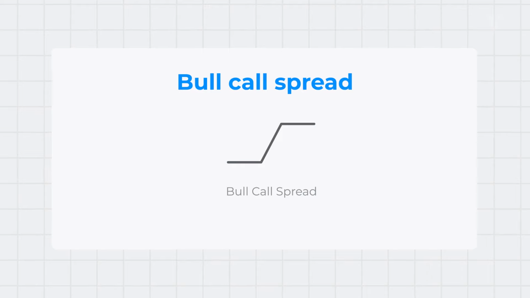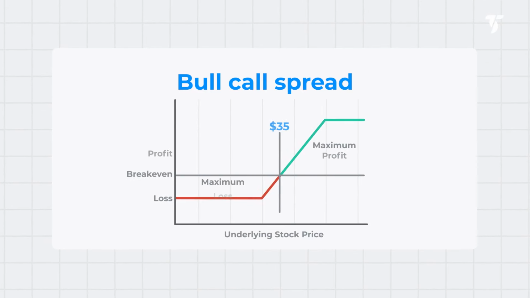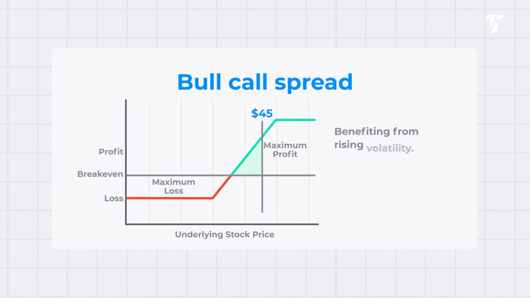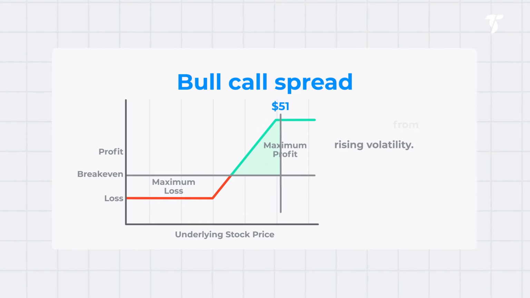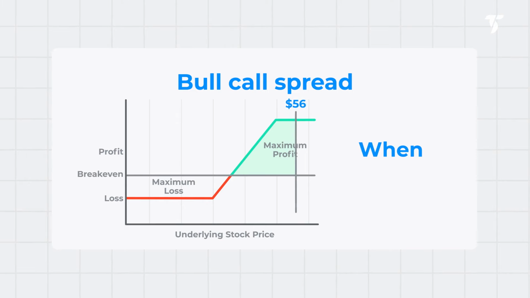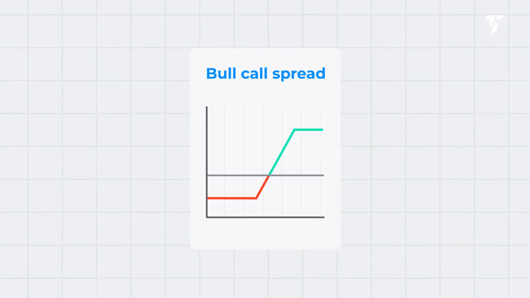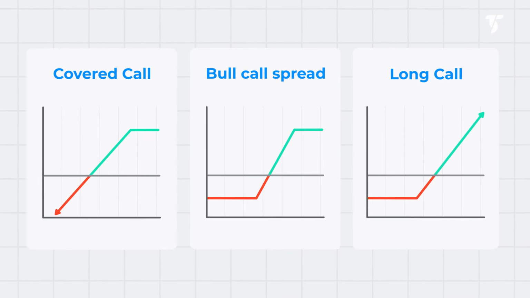A bull call spread is a versatile multi-leg option strategy, empowering investors to capitalize on anticipated stock price increases while benefiting from rising volatility. Let's explore this strategy in depth so you can grasp when, why, and how to use the spread effectively.